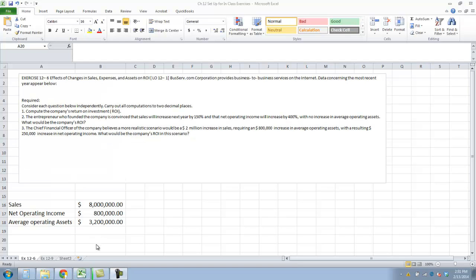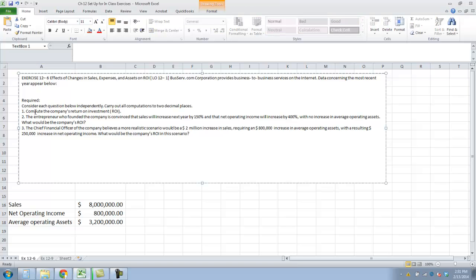These are exercises from chapter 12. So this is the effects of changes in sales, expense, and assets on return on investment. BizServe.com Corporation provides business-to-business services on the Internet. Data concerning the most recent year appears below. Required. Consider each question independently. Carry out all the computations to 2 decimal points.